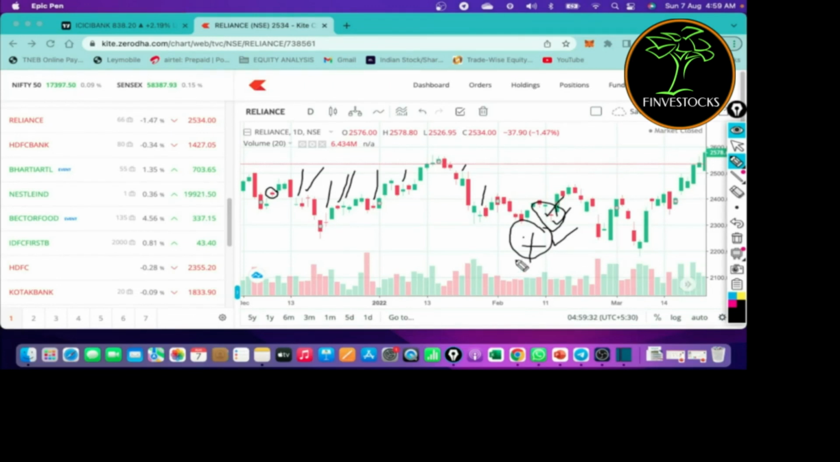Try to identify some of the dojis and spinning tops on a live chart, and practice makes everything possible. Once you start practicing on the chart, you will find it easy to understand the dojis and other candlestick patterns, and you can easily take trades on that.